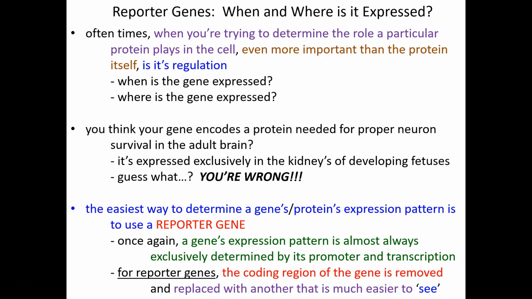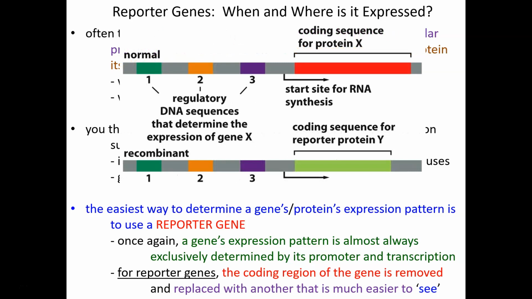So in its simplest consideration, to make a reporter gene, we simply take the coding region of our gene of interest, we remove that, and we replace it with a coding region for a protein that's much easier to visualize, much easier to measure. That's essentially all a reporter gene is. So again, we have regulatory sequences in the promoter of our gene of interest. These are the sequences that control the expression of our gene of interest. That's what we're interested in measuring. When and where is our gene on? In other words, when and where are these promoter sequences active?